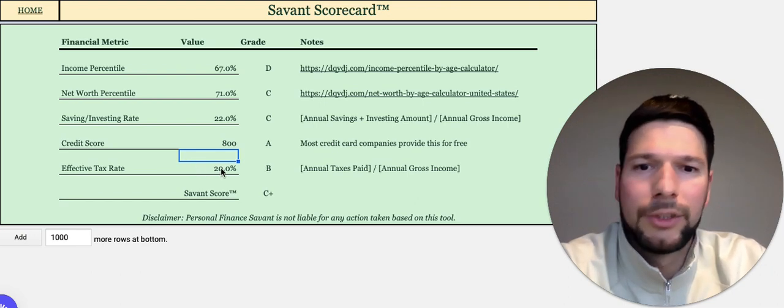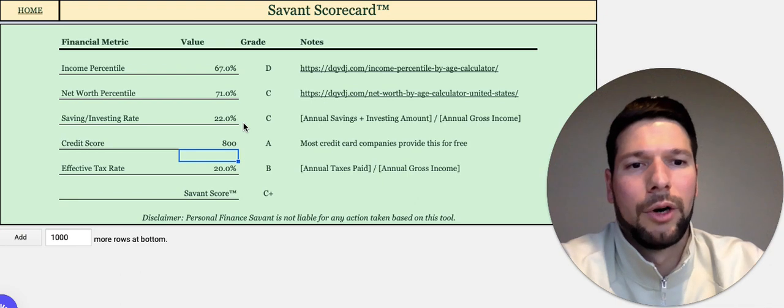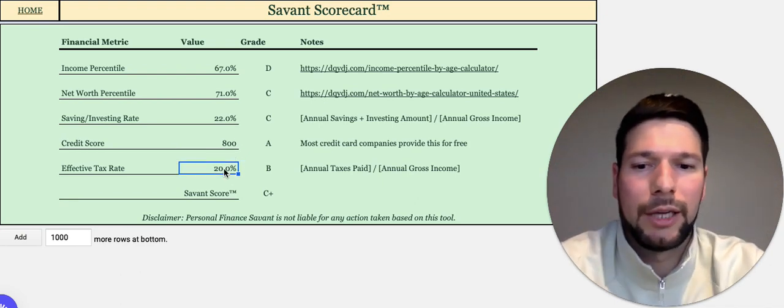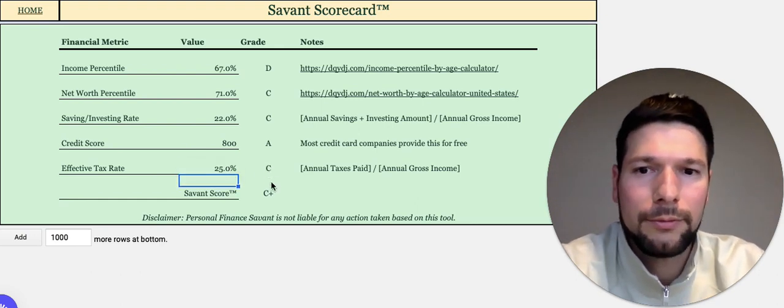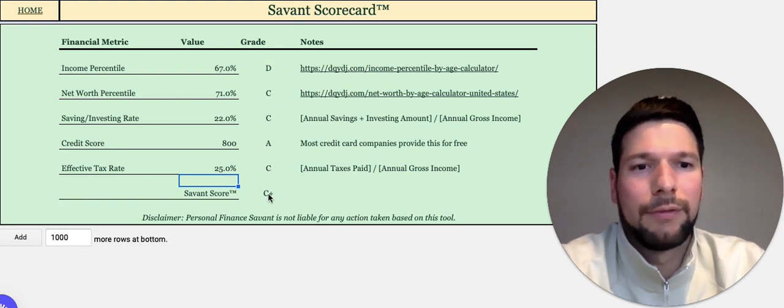And then what's your effective tax rate? Again, this is just like the savings investing rate. After you do this program for a year, you'll be able to have that information readily available. But for now, just take a guess. We'll say this individual's is 25%. And that's going to take your sum total of this score, and it'll give you your Savant score.